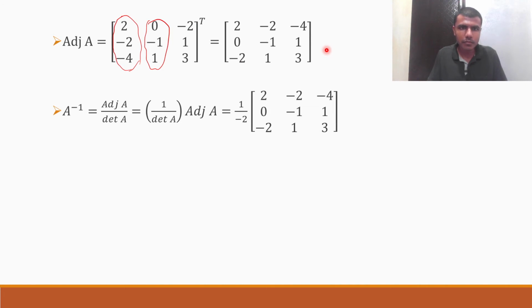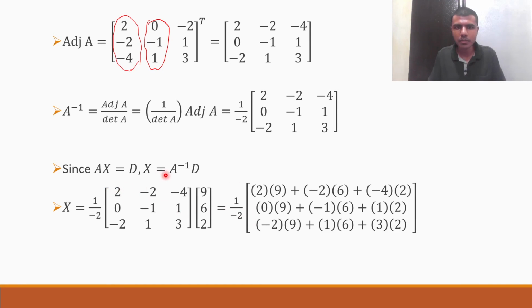Fine. Now A inverse is nothing but adjoint A by det A. It means 1 by det A into adjoint A. Det A we already found out right in the beginning. We got it as minus 2. So 1 by minus 2 into adjoint A is this. I hope it's clear. Now since AX equals D in the beginning, X will be A inverse into D. You can remember this. Why and what, I don't want to go too much into details. You can just remember this: X is A inverse into D. A inverse we already know. D, in the beginning I constructed, right? The 9, 6, 2 column matrix. So X is nothing but A inverse into D.